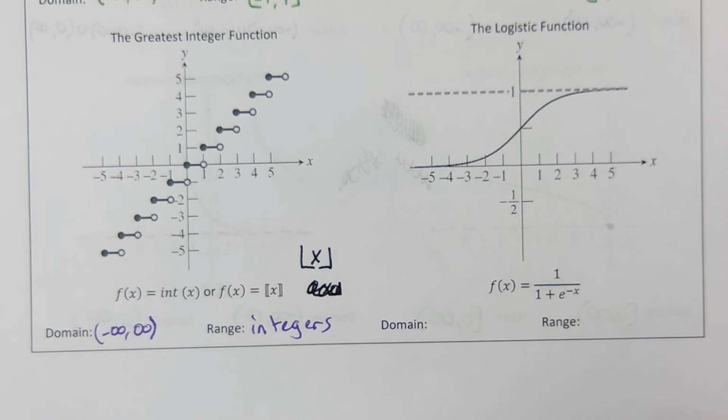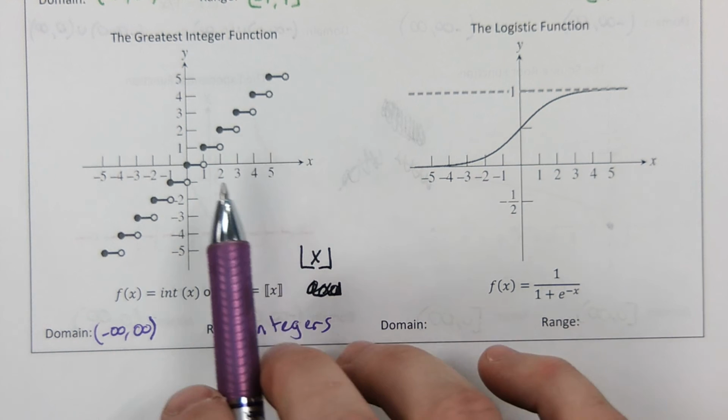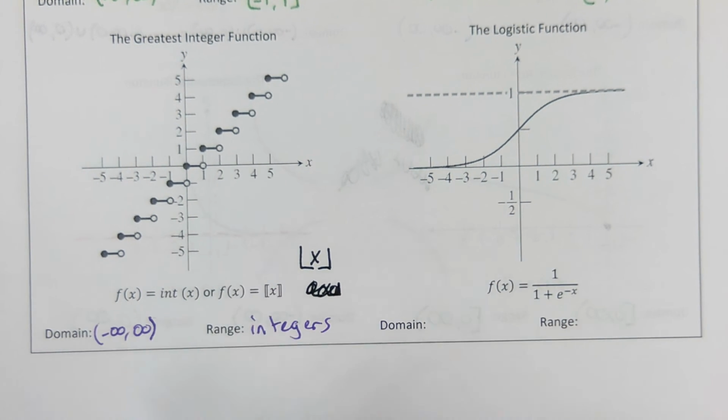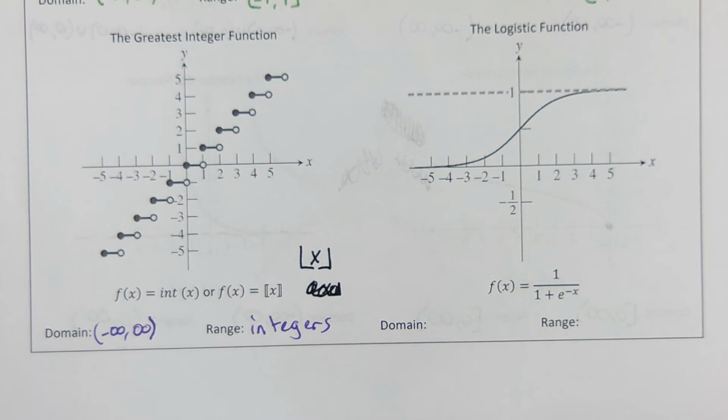But you know what it does have? An infinite number of jump discontinuities. And do you see where the jump discontinuities are occurring? At the integer values for x. At x equals 1, there's a jump. At x equals 2, there's a jump. At x equals 3, there's a jump. There's a jump discontinuity at every x value.